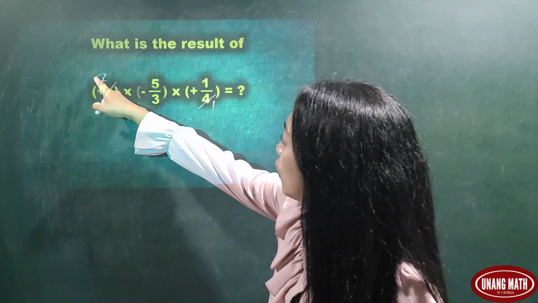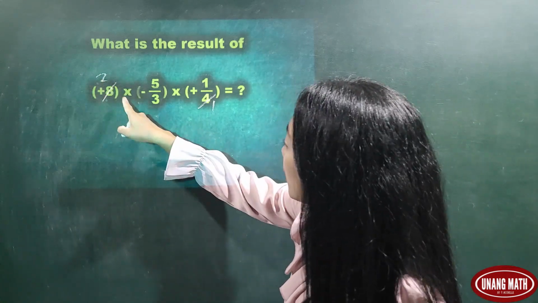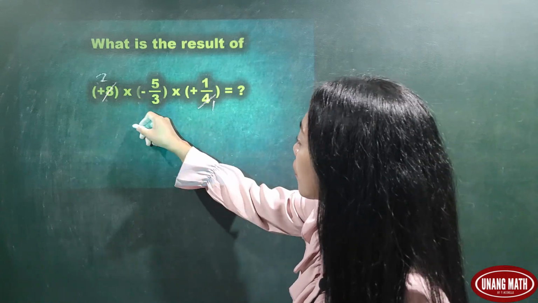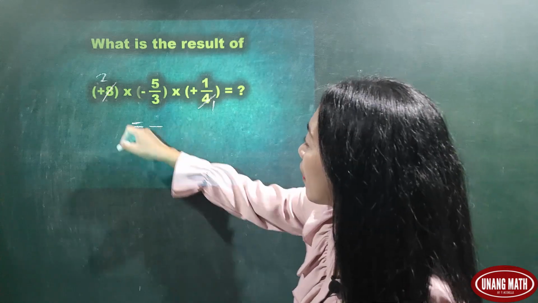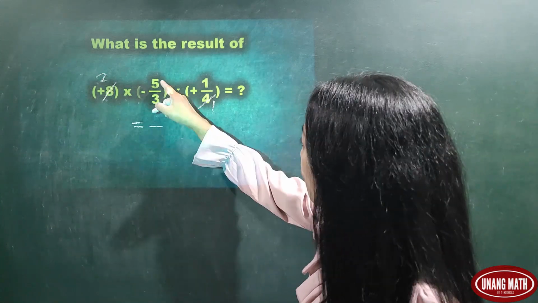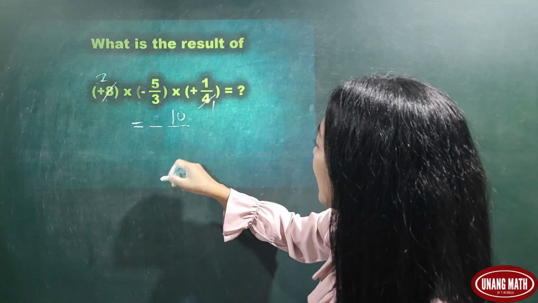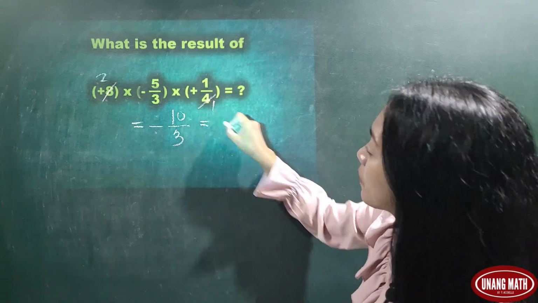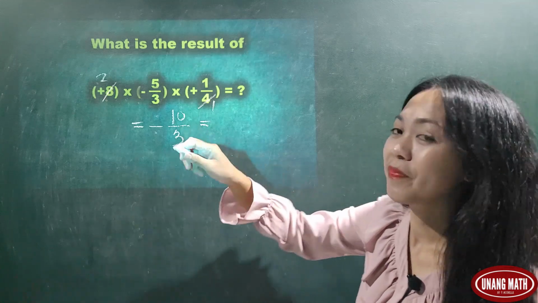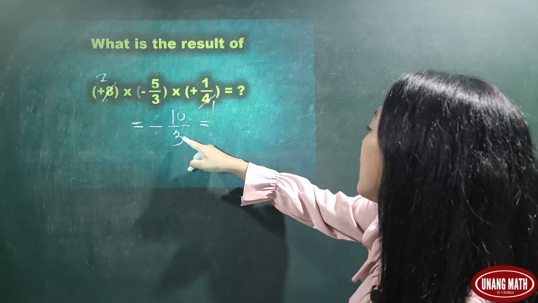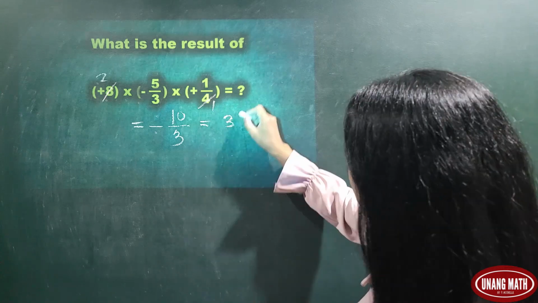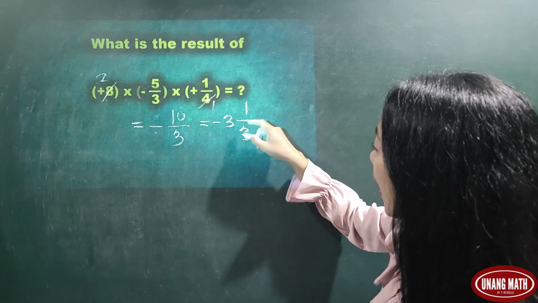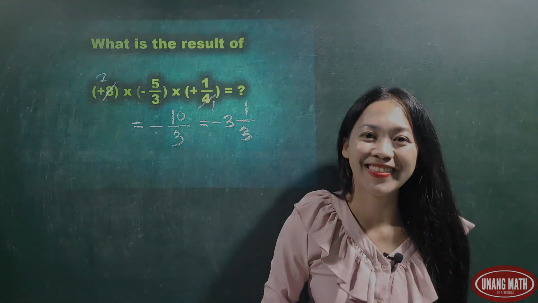Now, positive 2 times a negative number, so the answer must be negative. And then 2 times 5 is 10, and the denominator is 3. So we have negative 10 over 3. If we convert this into a mixed number, this is equal to 3 and 1 over 3. So negative 3 and 1 over 3.